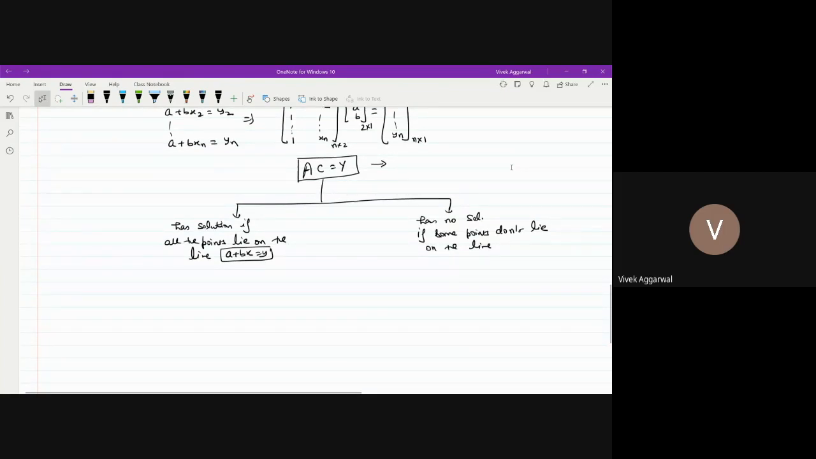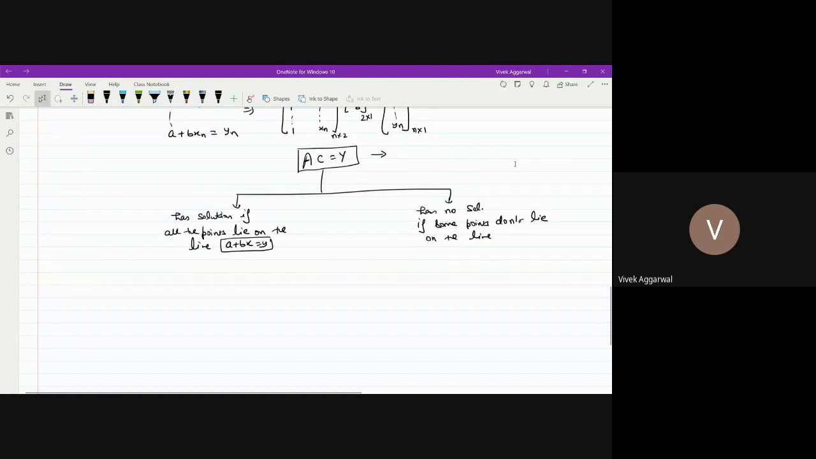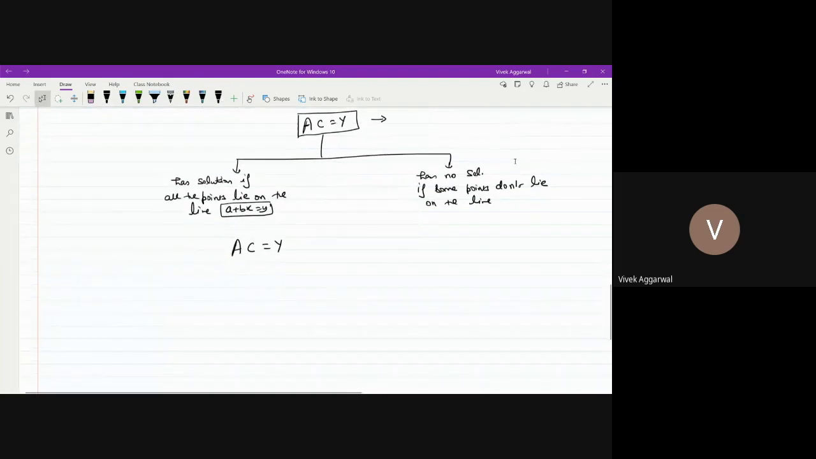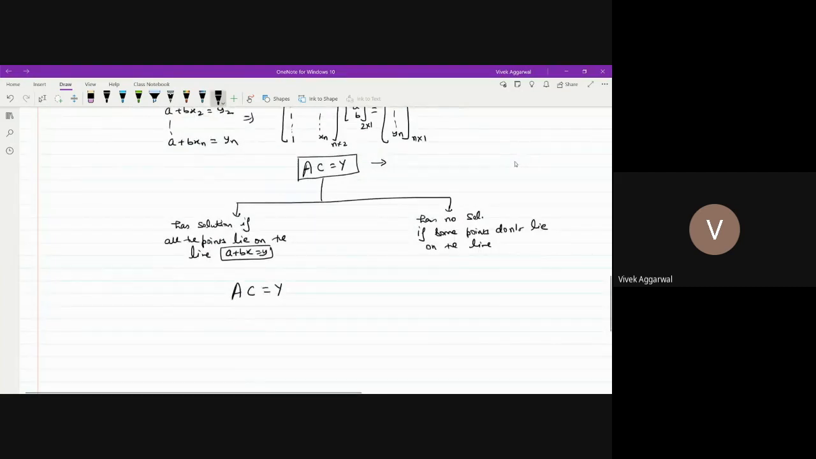Now if this system is not solvable, how can we find a solution? For this we are going to take the help of linear algebra. So now I have the system A c equal to y. First of all, this matrix A is not a square matrix, it is a rectangular matrix. I call this system 2.